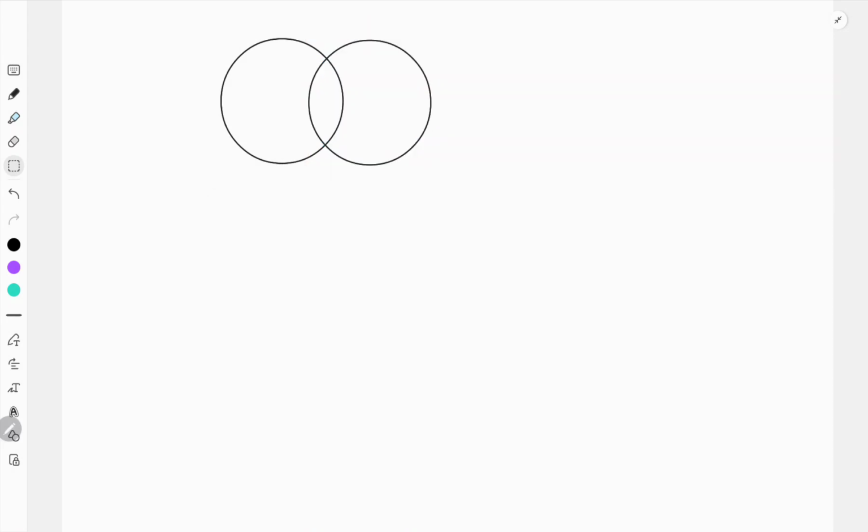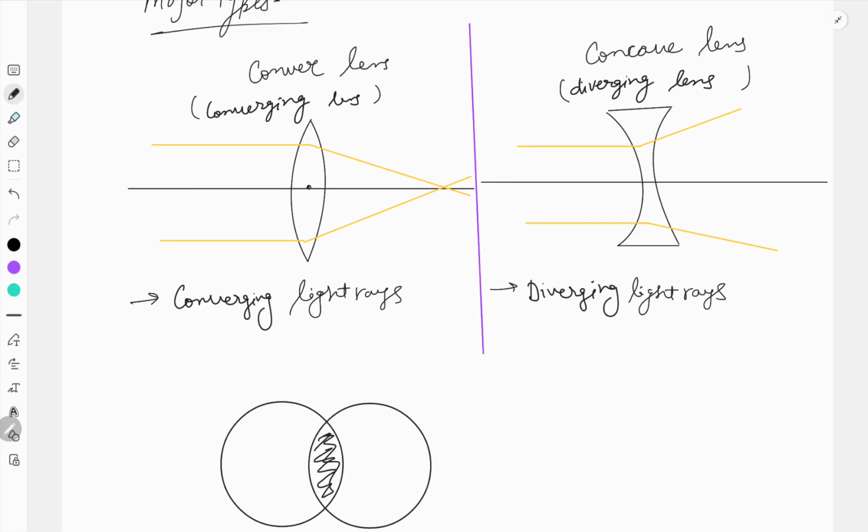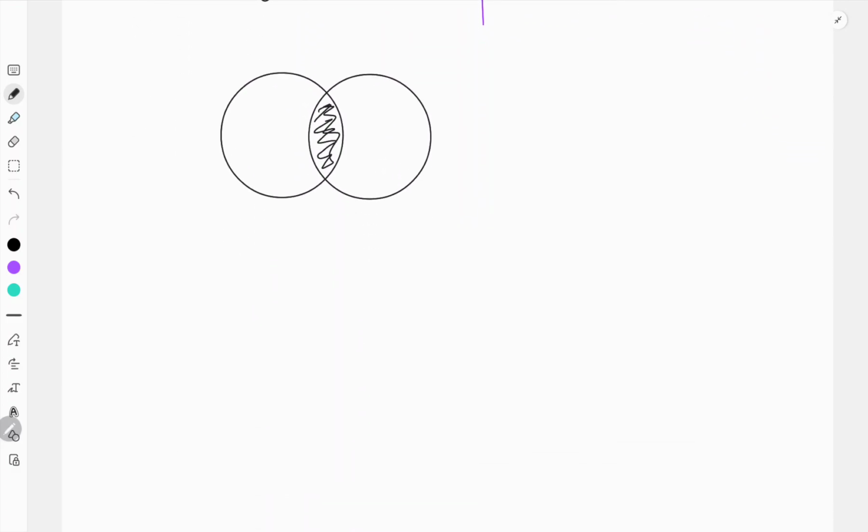So let's pretend that these two circles are two spheres that are colliding together and are sort of overlapping into each other. Okay, so we can see that there is this shape that sort of resembles the shape of the convex lens that we saw in the last video, right? Okay, so we can define some terms here.